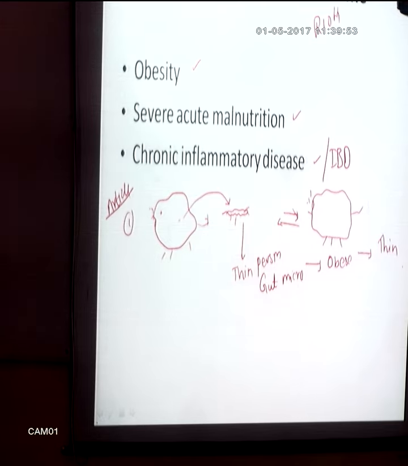isocitrate dehydrogenase is a Krebs cycle enzyme, right? So mutation will produce a mutated isocitrate dehydrogenase. Normal isocitrate dehydrogenase has a different function, but the mutated one will convert alpha ketoglutarate to something called 2-hydroxyglutarate. This is an oncometabolite, and this causes the cancer.